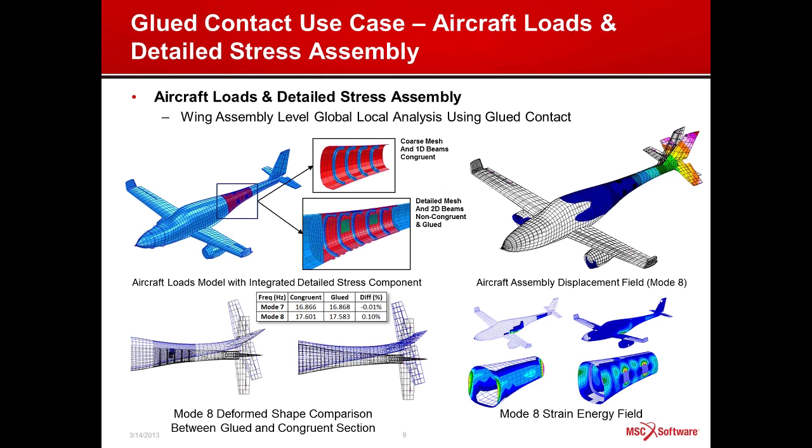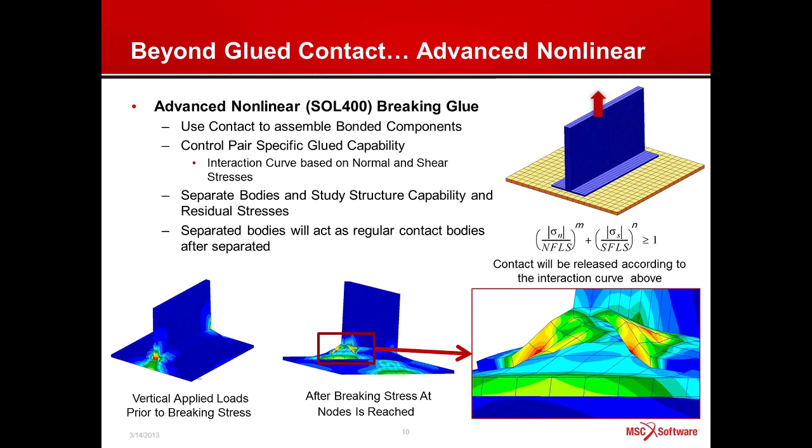So modifying and recovering a coarse model idealization might take some work and effort, whereas here, just an illustration of how you can actually integrate it as part of the process and get very good, accurate results. And if you push glue contact into nonlinear using the advanced nonlinear solution 400, you can actually trigger breaking glue.